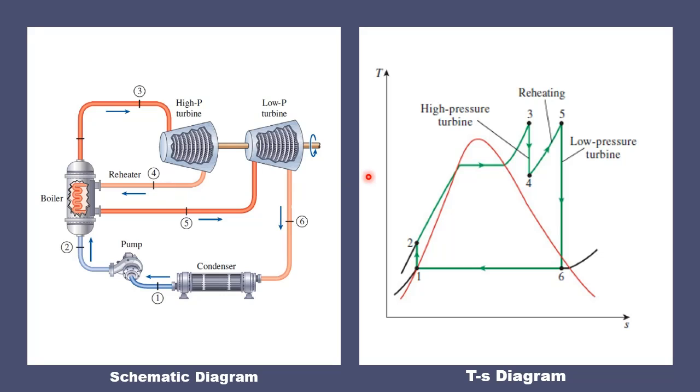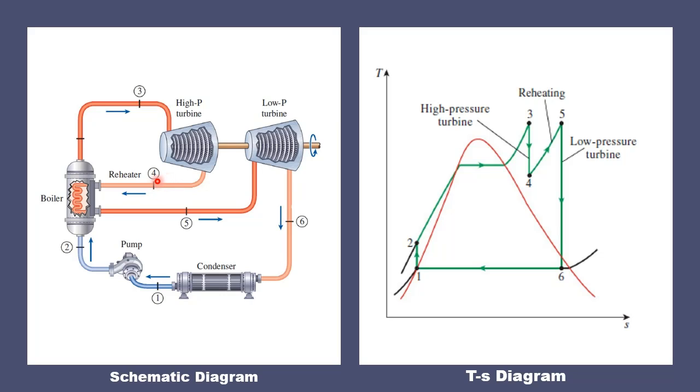You can also see here in our TS diagram, process 3 to 4 is the isentropic expansion in the high pressure turbine. So process 3 to 4 is an isentropic process. It is an expansion process in the high pressure turbine, and it will now reach point 4. As a result of the expansion, it will reduce in its pressure and its temperature. That is why at point 4, it will reach the pressure of the reheater, which is 1 megapascal.